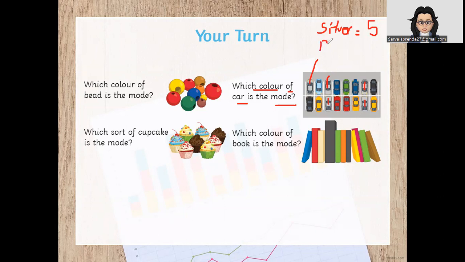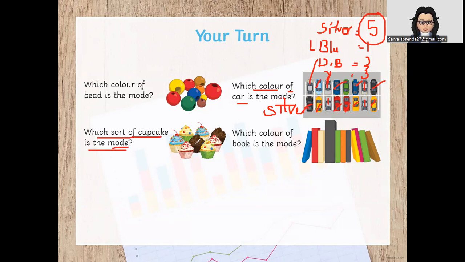Now let's go for other colors. The blue. If it's the light blue, there's only one light blue. And if it's the dark blue, then we have 2 dark blues. And then what else do we have? We have yellow. We have 3 yellows. And then we have 2 reds. Still cannot beat the 5 silvers. Then we have 2 blacks. So the highest frequency here, the color that's happening the most often, is silver. Okay. Next. Which sort of cupcake is the mode?